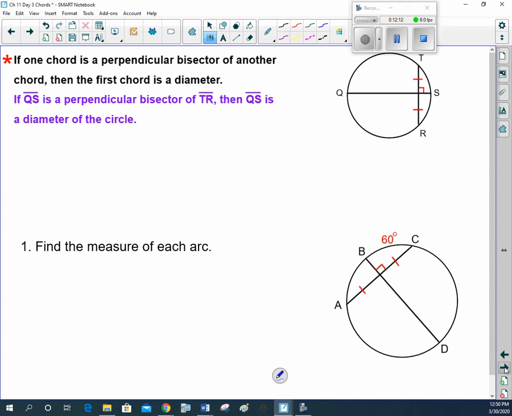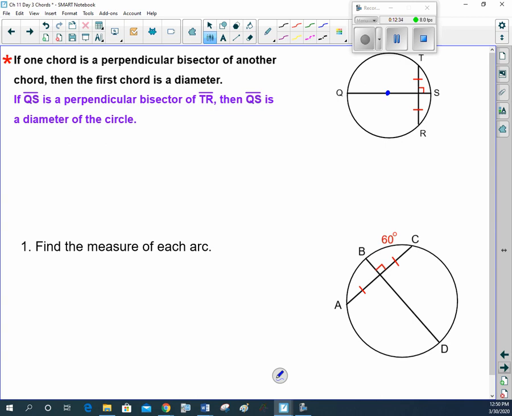But if I know that it is both perpendicular and a bisector, then it would have to go through the center, and then it would be a diameter. That's what the theorem is telling us. If one chord is a perpendicular bisector of another chord, then the first chord is a diameter. Okay, so why does it have to be both?